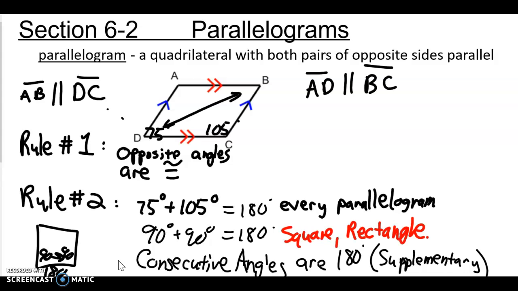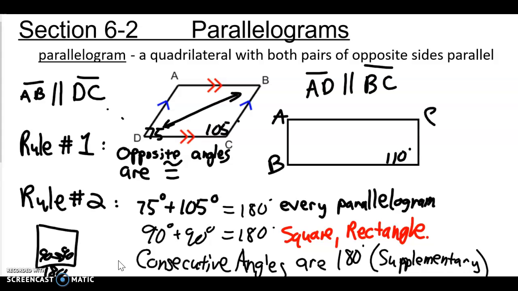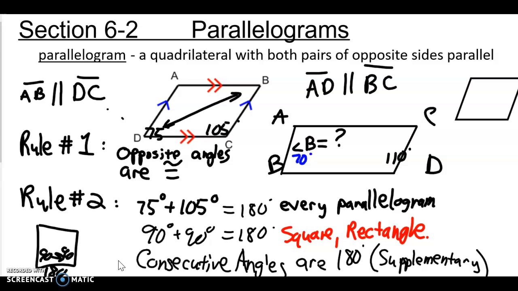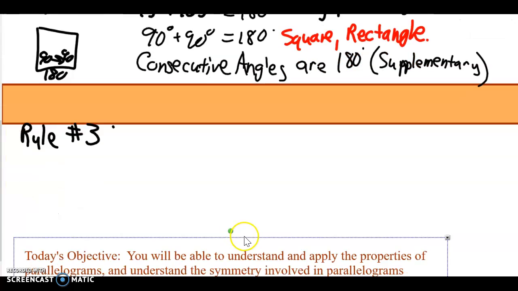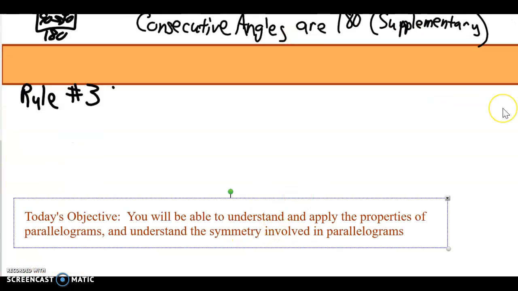And when it's 90, it's special. It's usually a rectangle or a square. And then I put another example up, and somebody mentioned that's a rectangle. It can't be 70 and 110, so I changed it up a little bit. It is definitely 70 and 110 is going to be that way.